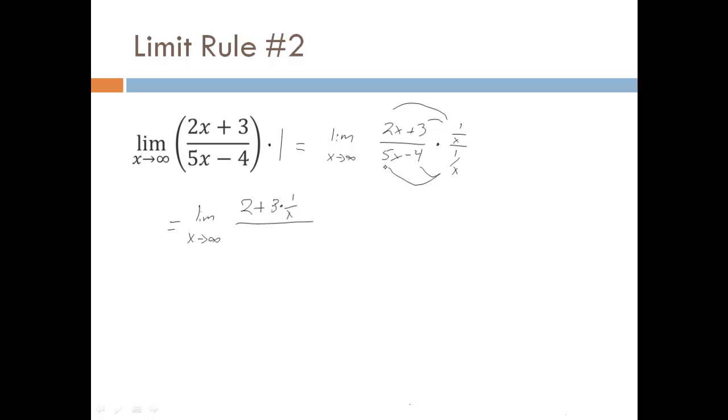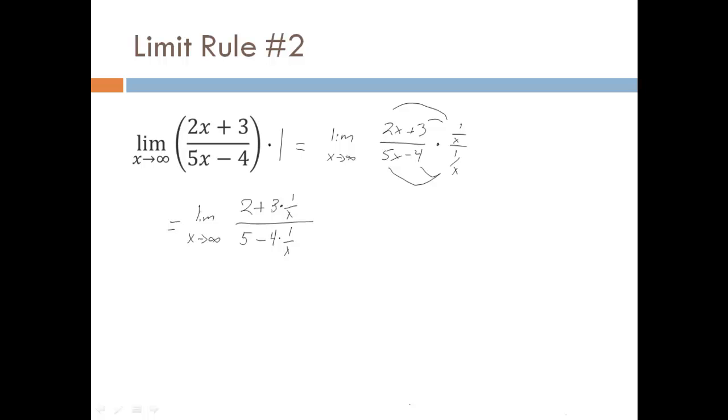In the denominator, we take 5x times 1 over x. The x's cancel, and so you're just left with a 5. It's going to be minus. We take the minus 4 times 1 over x. We're going to have minus 4 times 1 over x.